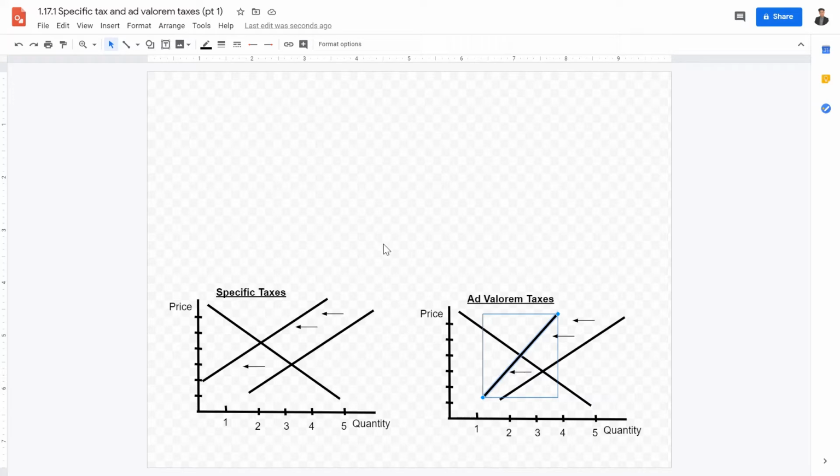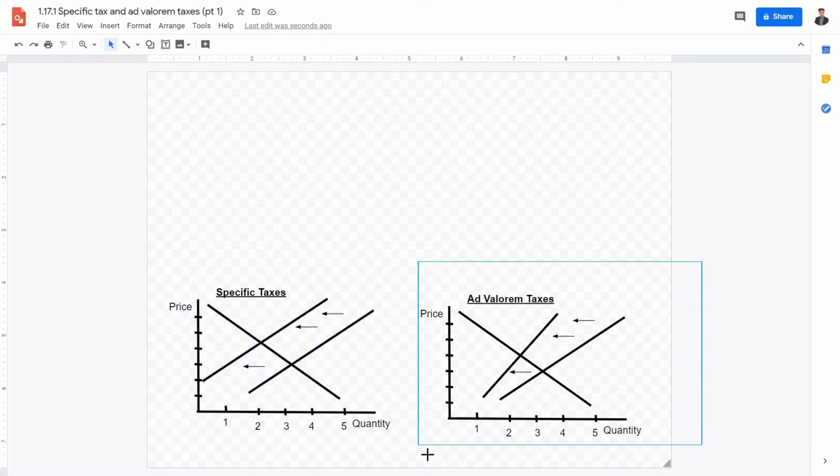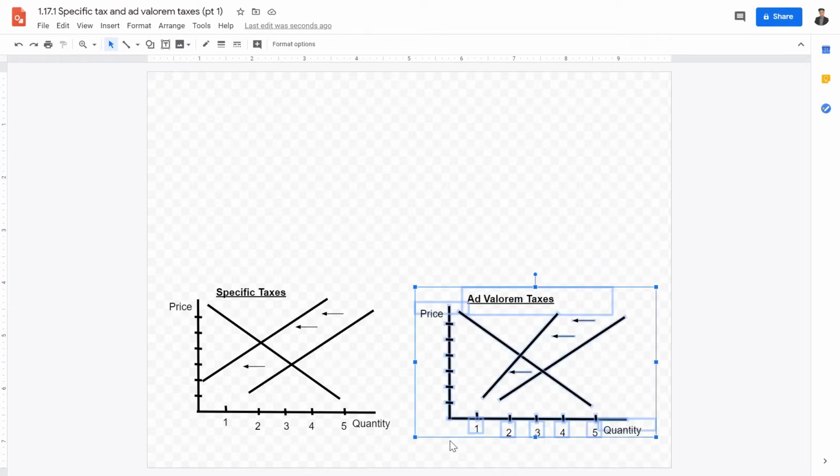Today, we're going to be talking about the two major types of taxes the IB course really wants people to learn. There's the specific tax and there's the ad valorem tax, okay? And these two taxes are illustrated in two different forms. The specific tax is illustrated in this graph right here, and the ad valorem tax is illustrated right here. I'll be talking about the specific tax first, and then in this video, we're going to be talking about the ad valorem tax as well.